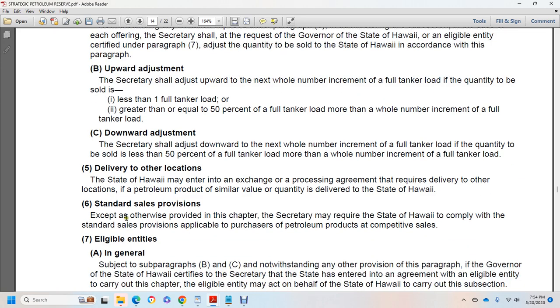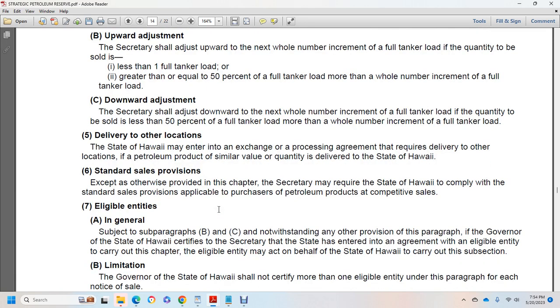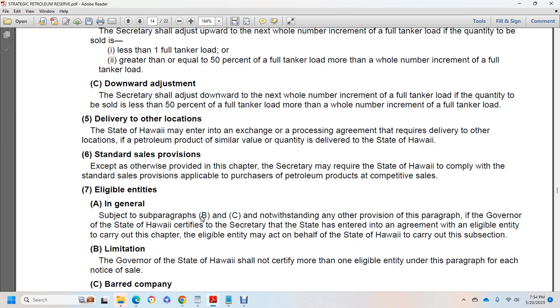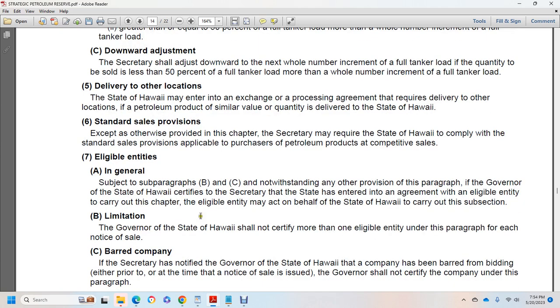(6) Standard sale provisions. Except as otherwise provided in this chapter, the Secretary may require the State of Hawaii to comply with standard sale provisions applicable to the purchase of petroleum products in a competitive sale. (7) Eligible entities. In general, notwithstanding the provisions in paragraphs (B) and (C), the Governor of the State of Hawaii, certified with the Secretary of State, has entered into an agreement with an eligible entity to carry out this chapter. The eligible entity may act on behalf of the State of Hawaii to carry out the subject limitation.